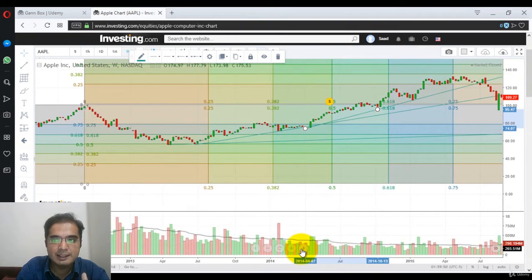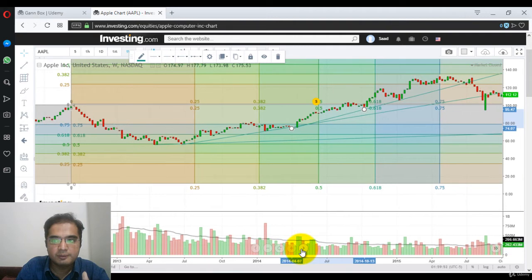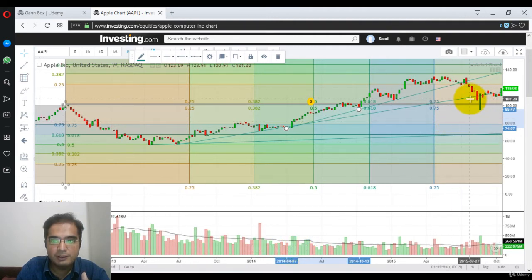And the price then came down. It even broke this line. So the trend lines are also really important, and they help you in understanding the future.